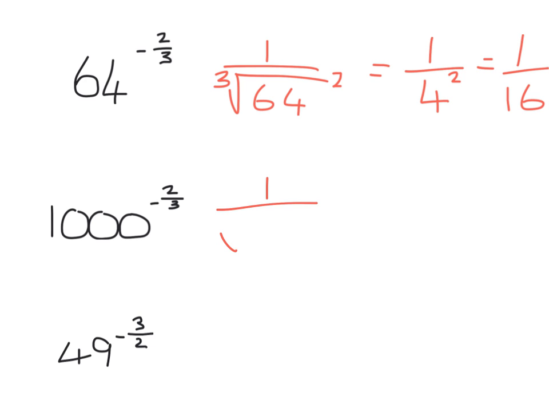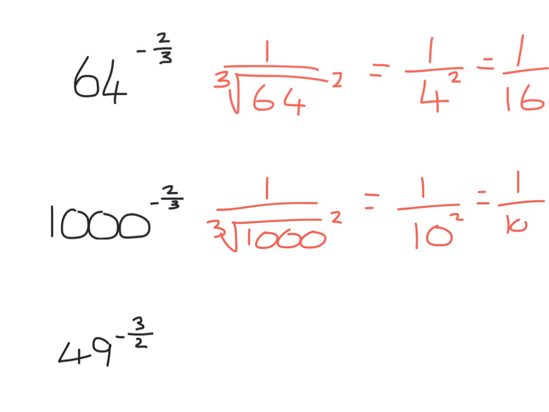Looking for 1 over the cube root of 1000 squared, which gives us 1 over 10 squared, which is 1 over 100.